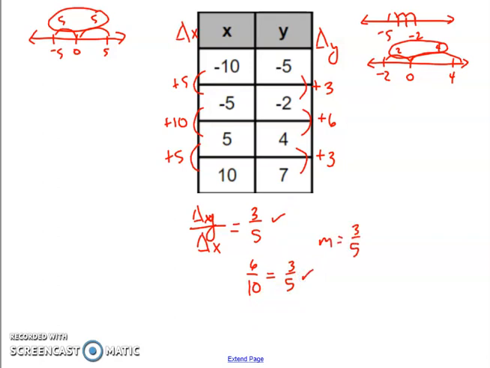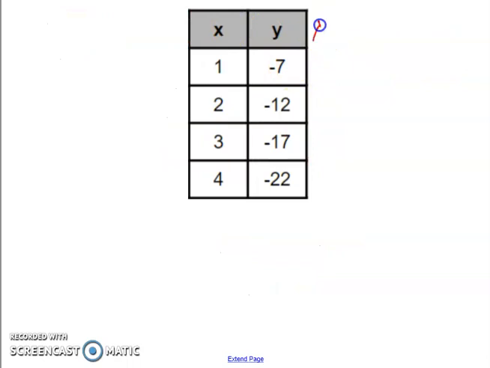Okay, one more just for good measure. Change in y divided by change in x. Label everything. -7 to -12. I'm going more negative, so minus 5. -12 to -17. That's minus 5. -17 to -22. Minus 5. Ooh, I like when it's the same. All right, on this change of x, we're adding 1, adding 1. 3 plus 1 is 4.